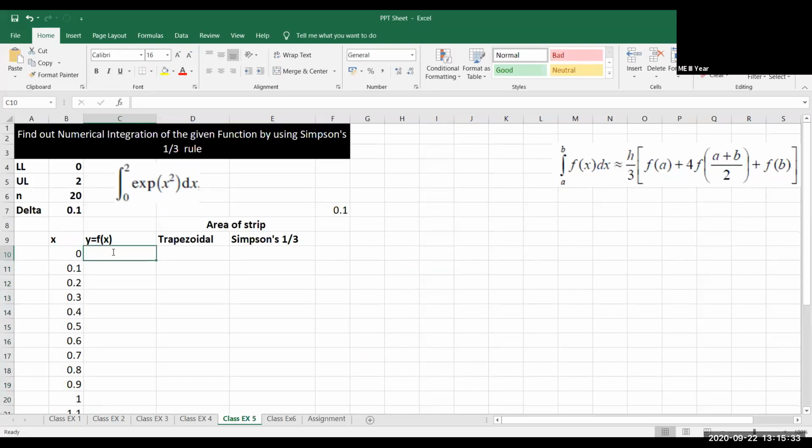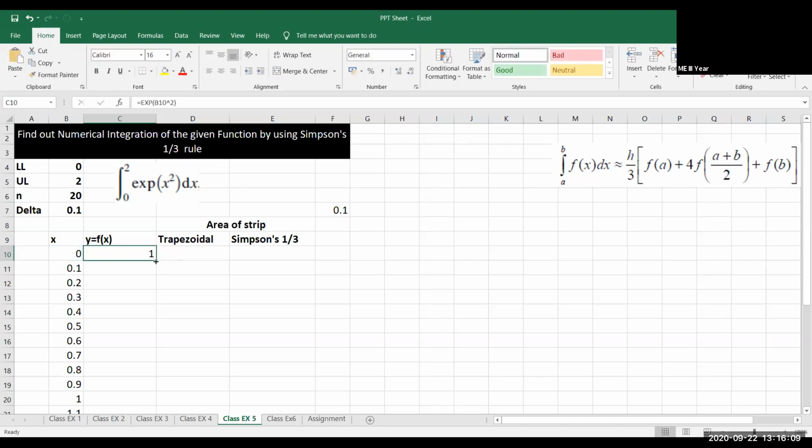After that, the function value. The function value is nothing but the exponential. For the exponential, just use the Excel function EXP, exponential, and then you have to use the number. So this is our x. You have to click on that, and to the power 2 is there, so you have to give power 2. Then you have to close. Yes. So this is our function. Hit enter, you will get the value.